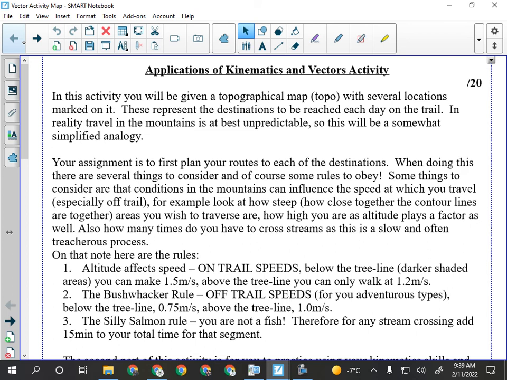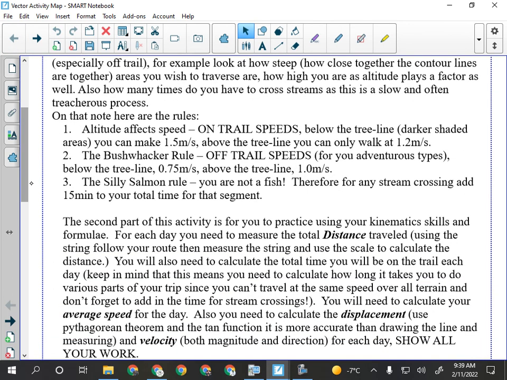So the rules are as follows. Rule number 1, altitude affects speed. If you've ever gone hiking in the mountains, you know that as you get higher, it gets harder and harder to move. And if you ever watched people climbing Mount Everest, when they're on their way to the top, they walk like this.